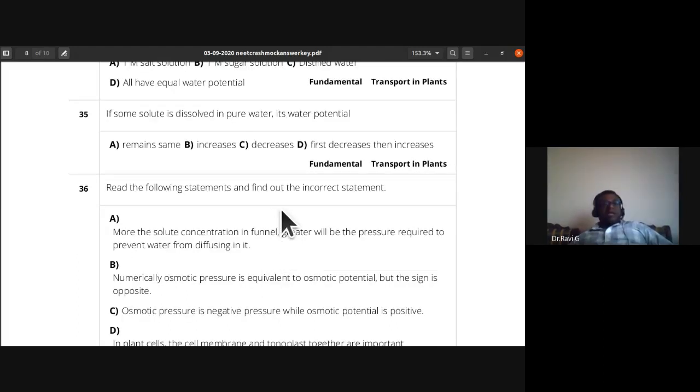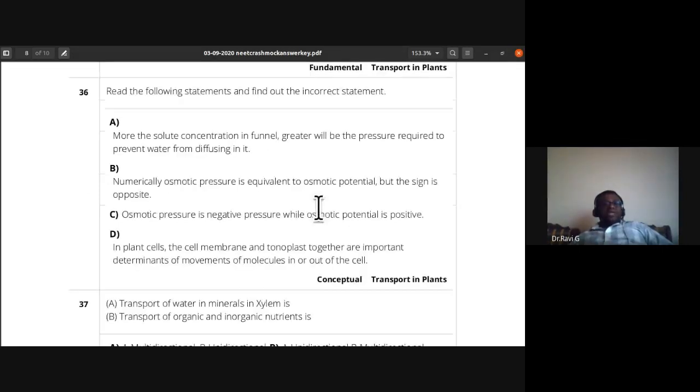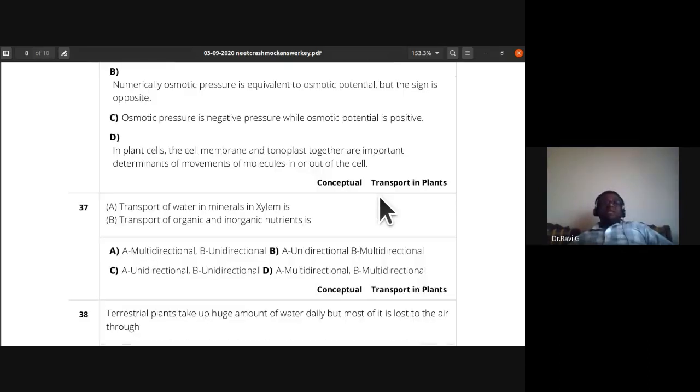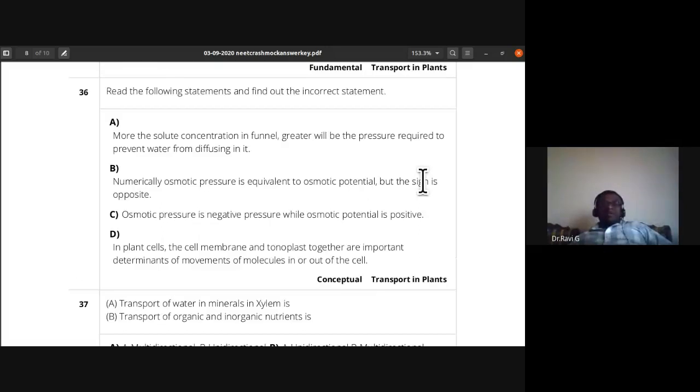Read the following statements and find out the incorrect statement. A. More the solute concentration in funnel, greater will be the pressure required to prevent water from diffusing in it. B. Numerically, osmotic pressure is equivalent to osmotic potential, but the sign is opposite. Okay. C. Osmotic pressure is negative pressure, while osmotic potential is positive. D. In plant cells, the cell membrane and protoplasm together are important determinants of movement of molecules in or out of the cell. So here they have asked you to find out the incorrect statement.